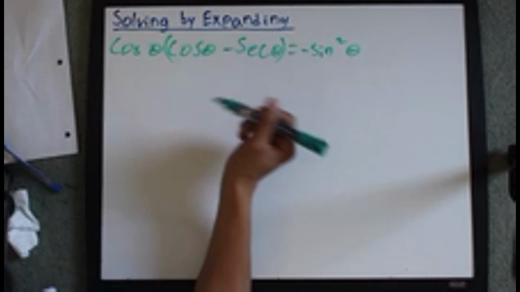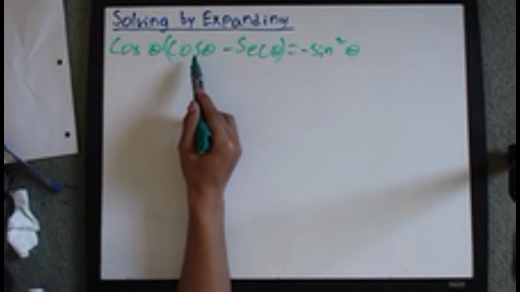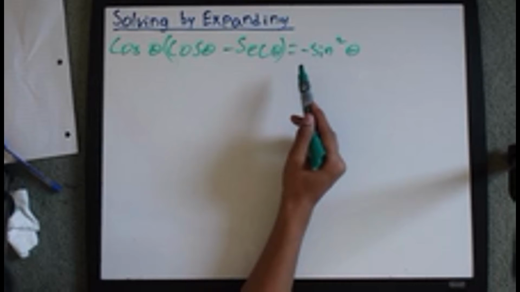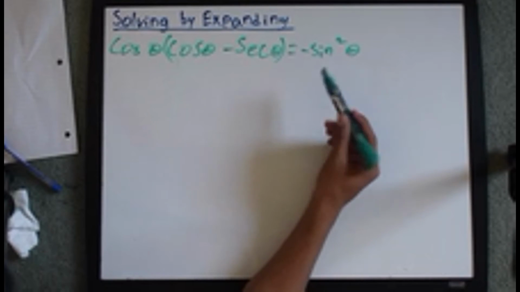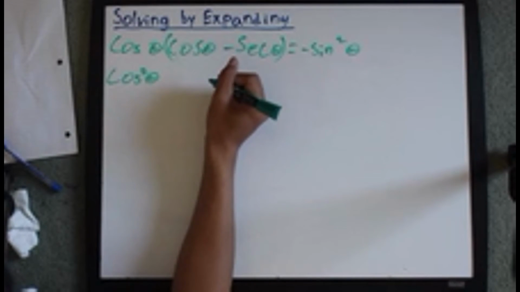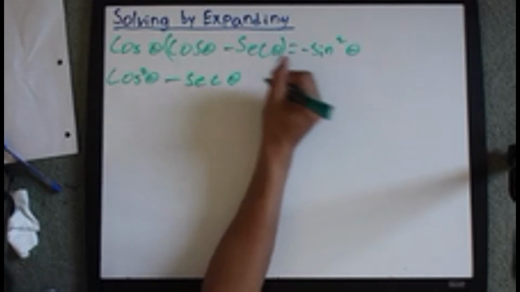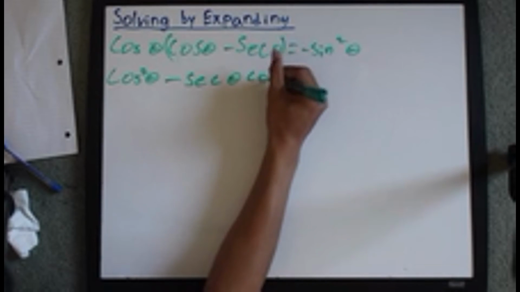So now I'm going to teach how to solve by expanding. So here's a question that says cos theta times cos theta minus secant theta equals negative sine squared theta. First, you want to expand the brackets, so times cos theta to cos theta minus secant theta. So that's going to be cos squared theta minus secant theta times cos theta.